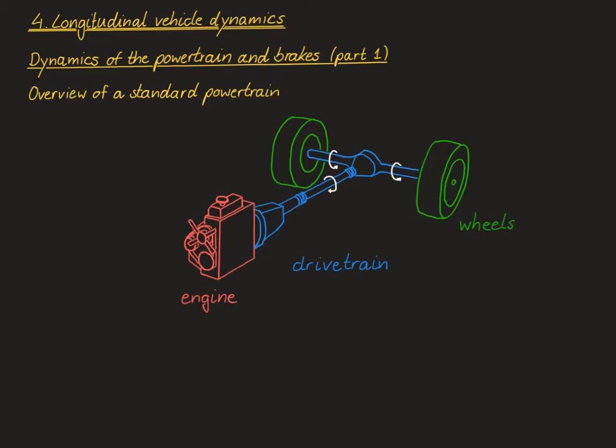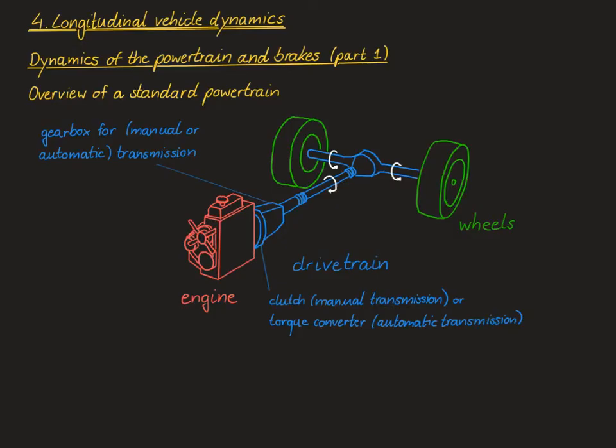The drivetrain itself contains the following main components. First, the clutch in case of a manual transmission, or the torque converter in the case of an automatic transmission, whose purpose is obviously to provide the ability to decouple the engine from the rest of the drivetrain. Second, the gearbox, which contains the manual or automatic transmission, whose purpose is to match the engine speed to the actual road speed. Third, the drive shaft.